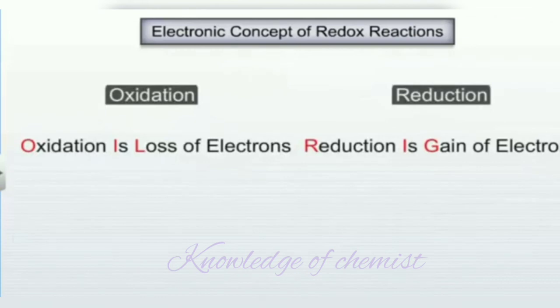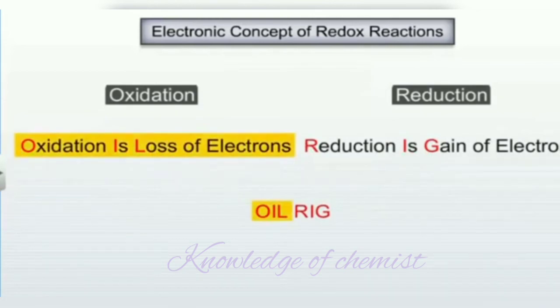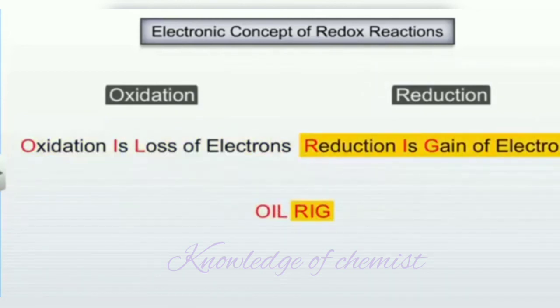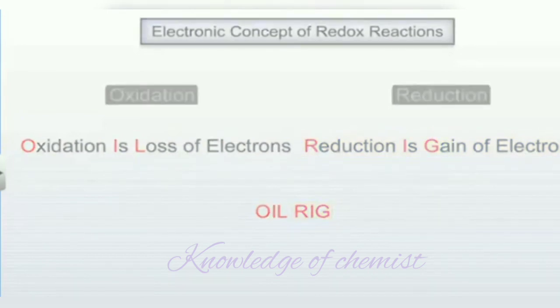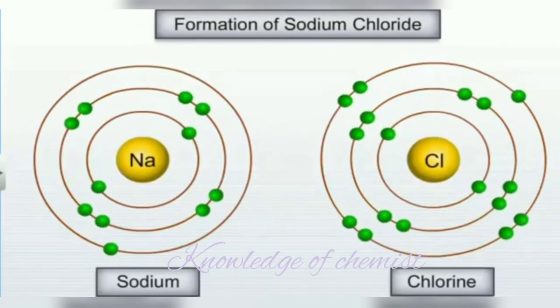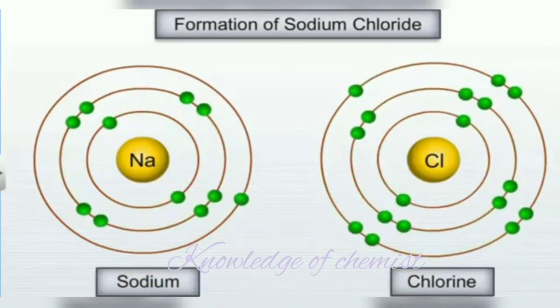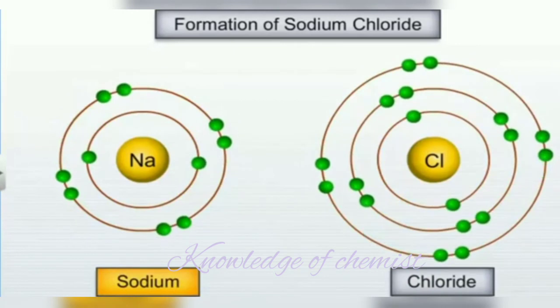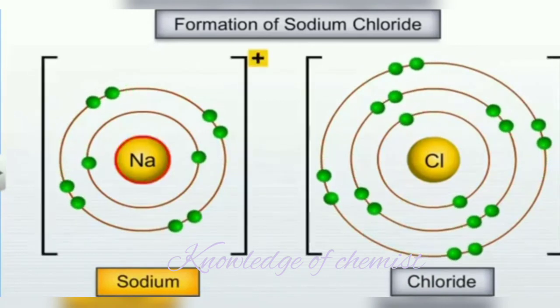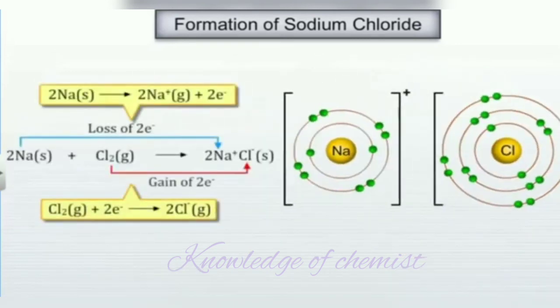The definitions of oxidation and reduction can be easily memorized by the mnemonic OIL RIG, which stands for oxidation is loss of electrons and reduction is gain of electrons. Now let's explain the example of the formation of sodium chloride from sodium and chlorine. In this reaction, sodium loses an electron and forms Na+ ions, while chlorine gains an electron and forms chloride ions. Hence, according to the electronic concept, sodium is said to be oxidized, whereas chlorine is said to be reduced.